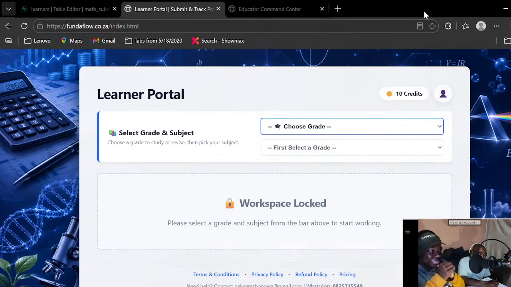Okay, so then we're going to start. Do we start at the teacher's dashboard or do we go to the learner's dashboard?